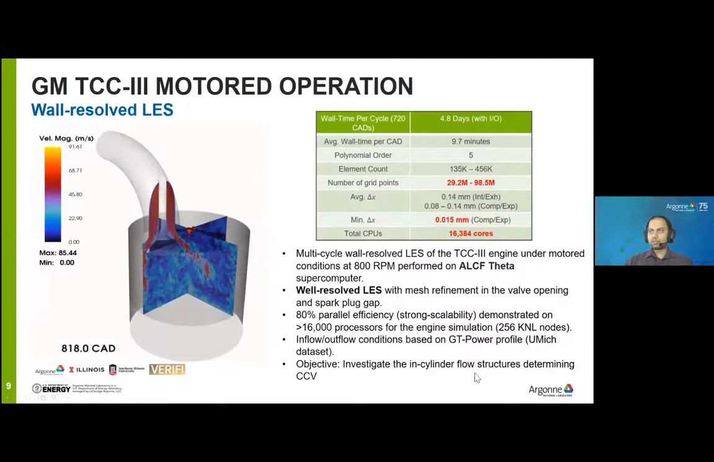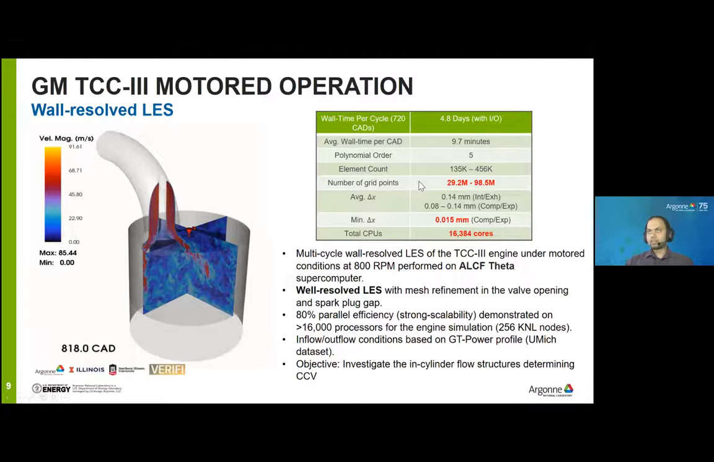So for our simulations, we have been using this platform. Some of you might be aware, this is called a GM TCC3 engine. So this is a two valve, basically one intake valve, one exhaust valve, full optical engine. Experiments were performed at University of Michigan. And the reason for choosing this platform was that this is a pretty simple platform, which was easy to mesh, and it also has full optical access. So there is optical access for X, Y, and Z planes and across several crank angles.